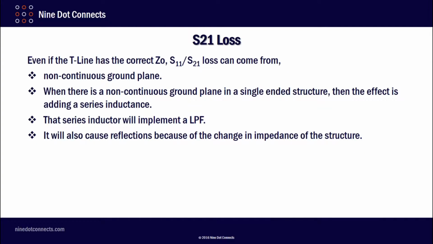There are also other ways that you can have loss. You can have losses from non-continuous ground planes. When there is a non-continuous ground plane in a single-ended structure, then the effect is adding a series inductance. That series inductor is going to implement a low-pass filter. It will cause reflections because of the change of impedance of the structure.